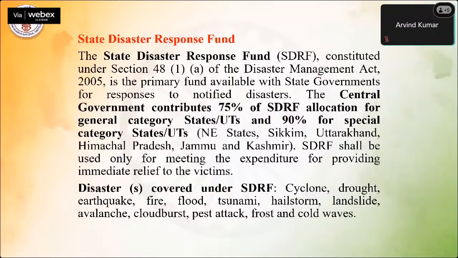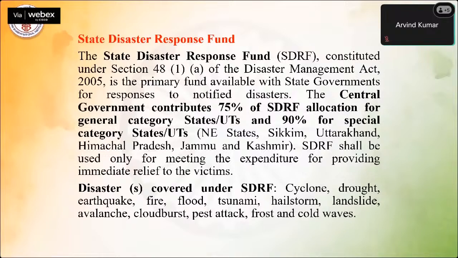Let us say we all know the Northeast is highly earthquake and flood prone, and a lot of hilly terrain makes even the response a bit more challenging. Then Sikkim, I mean Uttarakhand, we know again because of its Himalayan terrain and floods. Himachal Pradesh, Jammu and Kashmir, these are all known to us. These are difficult geographies.